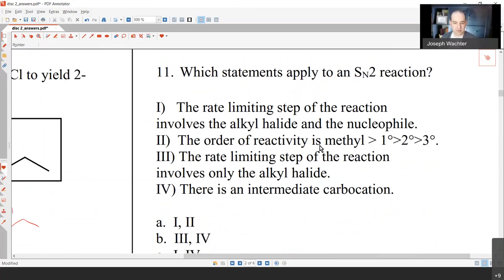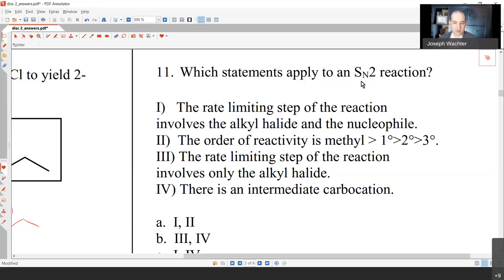To an SN2 reaction. So the rate limiting step involves the alkyl halide and the nucleophile. The order of reactivity is methyl, primary, tertiary, secondary, from fastest to slowest. The rate limiting step involves only the alkyl halide, and there is an intermediate carbocation.